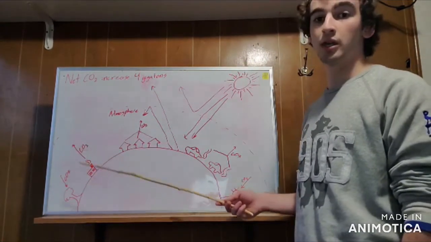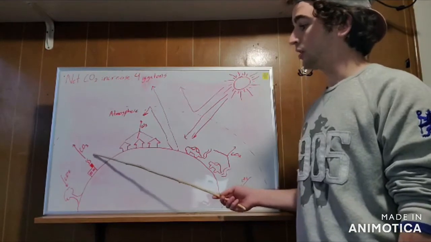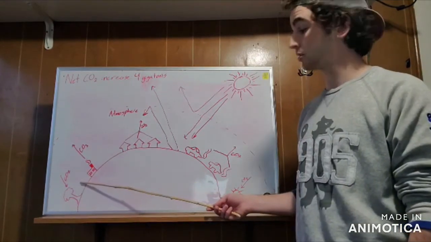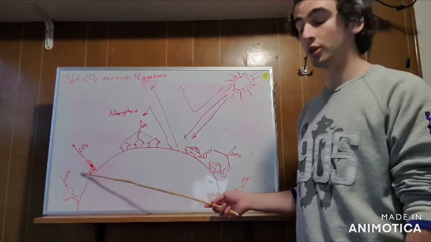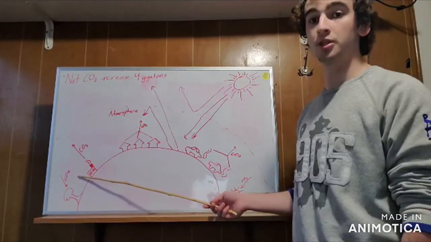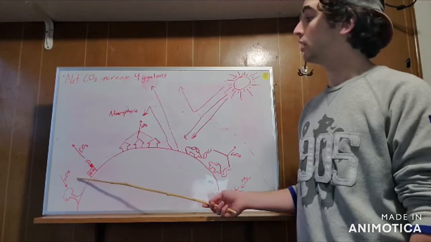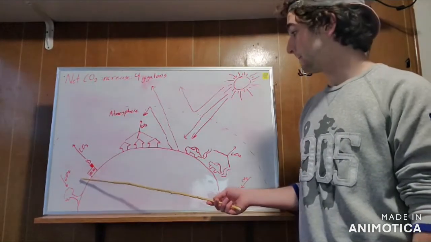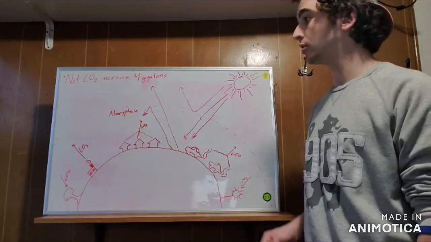We can also take carbon dioxide out of the atmosphere through photosynthesis with plants. Photosynthesis works by taking light from the sun and combining it with CO2 and releasing oxygen and then trapping the carbon in the plant. However, our net carbon dioxide has been increasing by 4 gigatons a year.